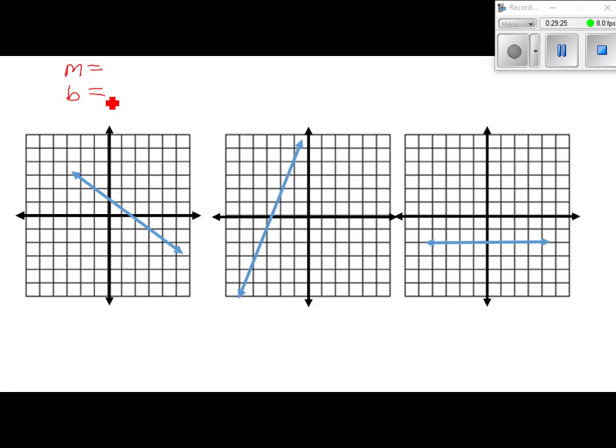How do we find the b? That's the easiest one. Where it crosses the y-axis. So it looks like right there. Give me that number. 1. How do we find the slope?